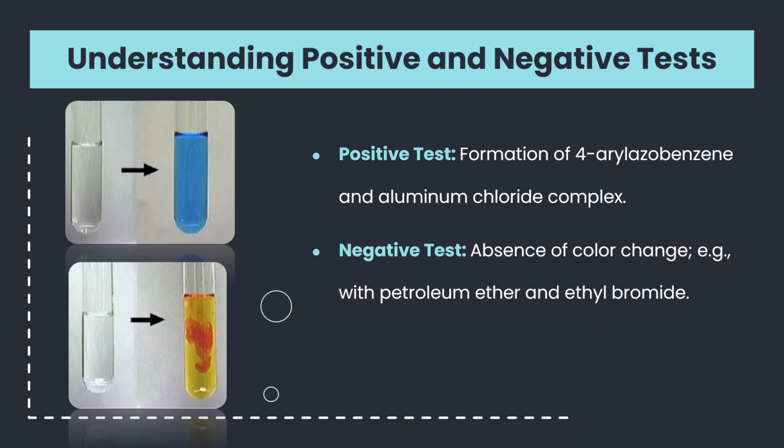And this rich color will arise due to the electronic transition in the 4-aryl azobenzene structure, which absorbs a specific wavelength of light. However, in the negative test, the absence of color will be due to the lack of the necessary reactivity under the experimental condition, as they do not participate in electrophilic substitution due to their lack of aromatic character.